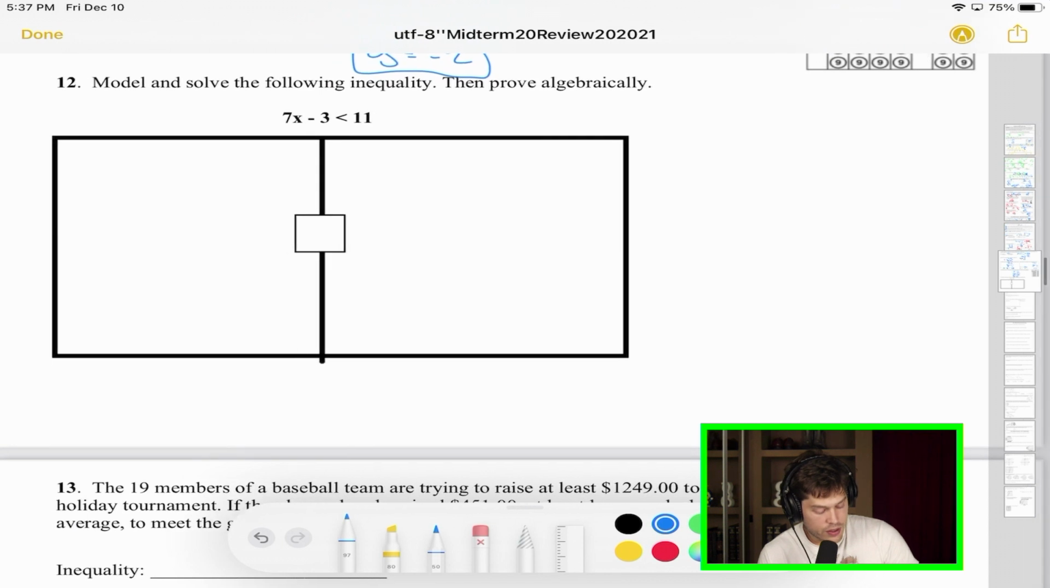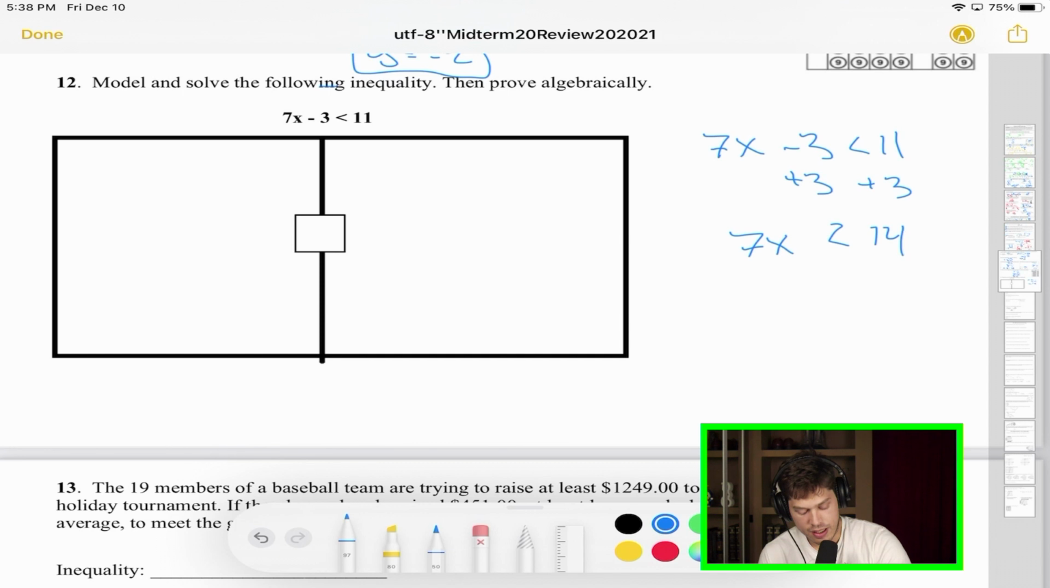Model and solve the following inequality. Okay, I'm not exactly sure how I would draw this, so let's solve it first. We have 7x minus 3 is less than 11. Let's add 3 to both sides to get 7x is less than 14. Divide by 7 on both sides to get x is less than 2.